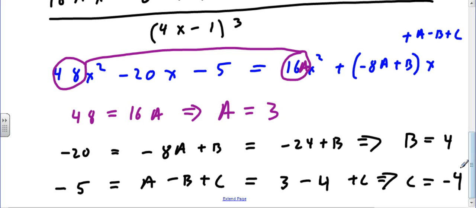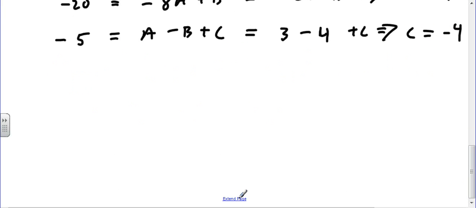Right? 3, 4, minus 8 is minus 5. Well, if C is minus 4, then 3 minus 4 is minus 5, and everything is fine. So if minus 5 is equal to 3 minus 8, then C has to be equal to minus 4. No? All right, we'll try it again.